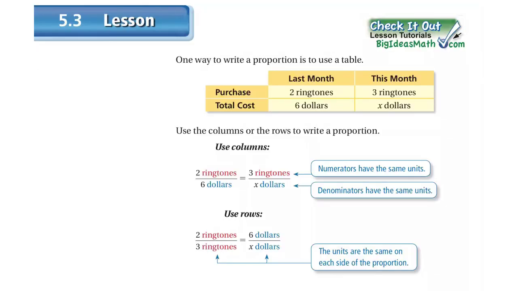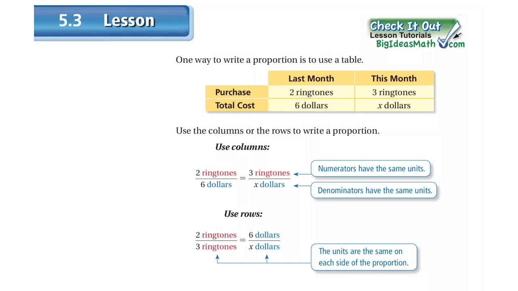Okay, this is lesson 5.3, and we're talking about writing proportions now. It says one way to write a proportion is to use a table. So you use the columns or the rows to write a proportion. Now remember that a proportion is just like two fractions that are equal to each other. So literally you could take that table and just write each of those as fractions and make sure to put an equal sign between them.